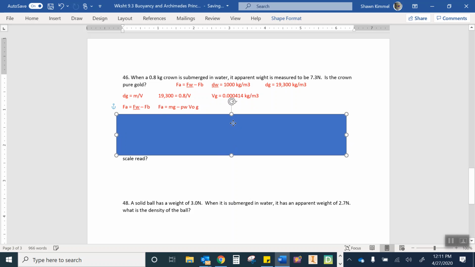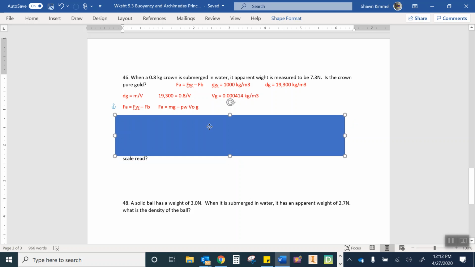So what I'd start off with is, when we put it in water, the apparent weight or the apparent force is equal to its actual weight minus the buoyant force, how much is pushing up on it. So if I break it down to its equations, the apparent weight of the object is equal to mass times gravity minus the buoyant force, which is the density of water times the volume of the object times gravity, because the buoyant force is equal to the weight of the water, and the weight of the water is the volume of the object, times the density of water if that object was full of water, times gravity.